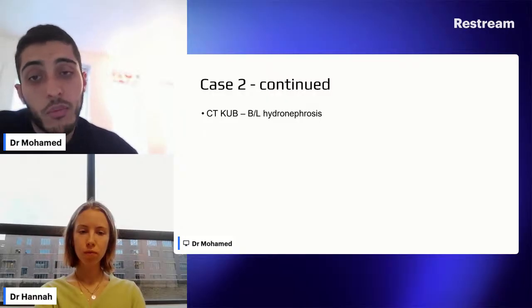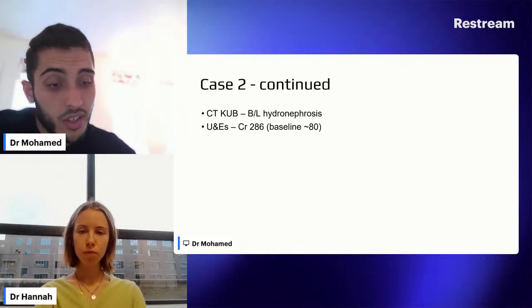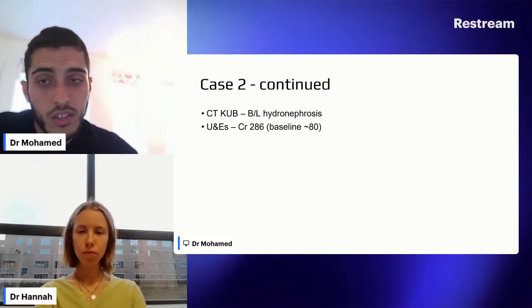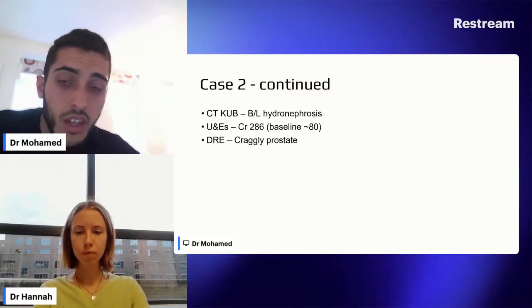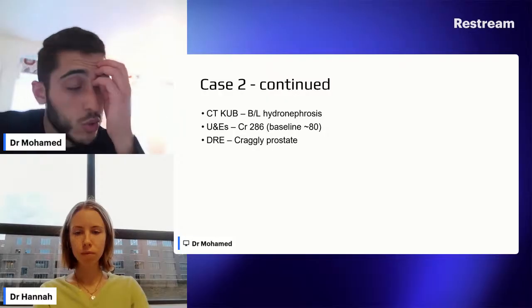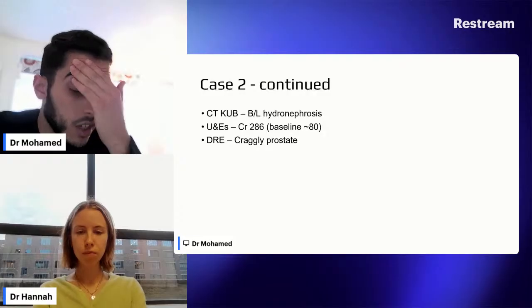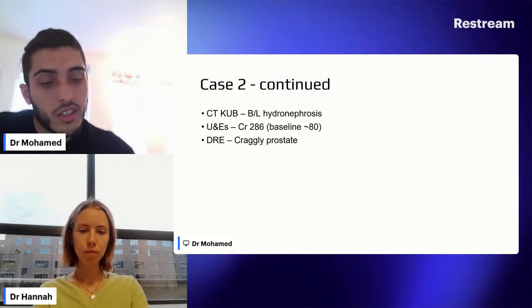Anyway, on his one, you find bilateral hydronephrosis. Bloods, his U&Es show a creatinine of 286 with a baseline of 80. So he's got an AKI, and that's very significant in terms of whether or not we choose to admit this patient. Of course, like you said, you would want to do FBCs, CRP, in this case, definitely a PSA as well. And you do a digital rectal examination, of course, and that shows you that this patient has a craggy prostate. Okay, so now our suspicions, unfortunately, of prostate cancer are increasing.